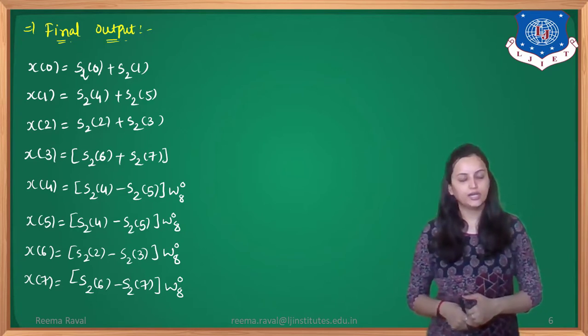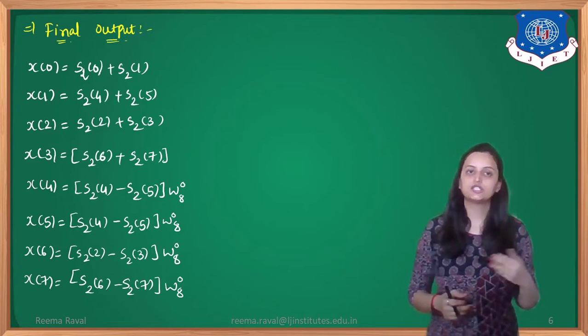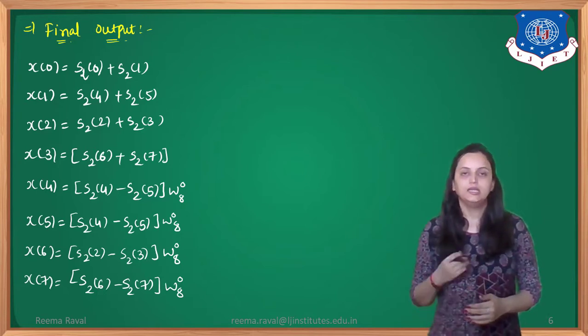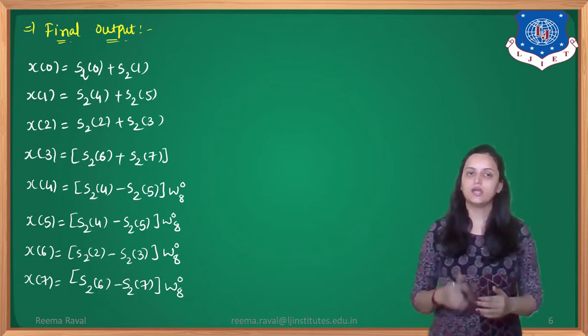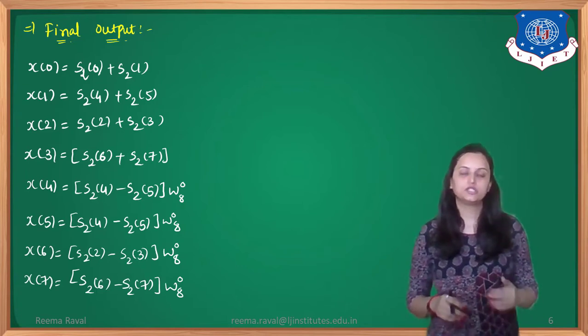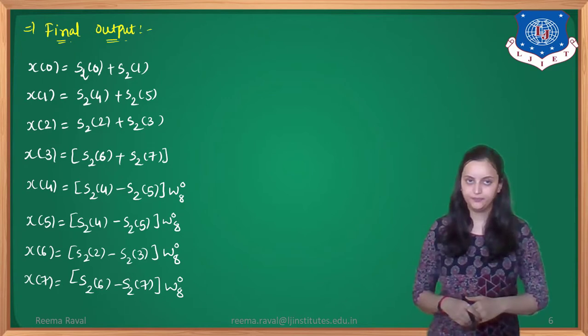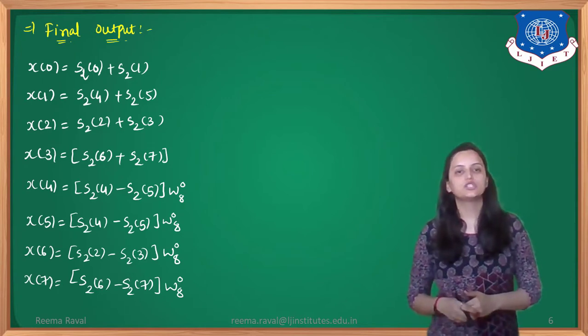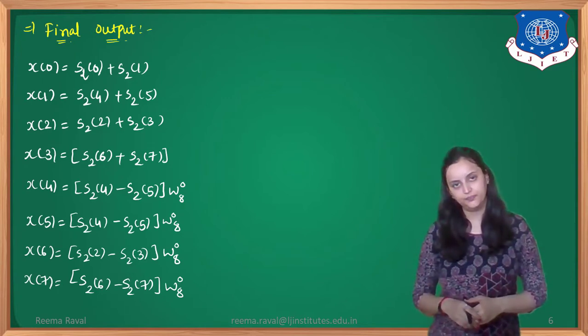So x of 0, our first final output, is s2 of 0 plus s2 of 1. Next is x of 1, which equals s2 of 4 plus s2 of 5. x of 2 equals s2 of 2 plus s2 of 3. x of 3 equals s2 of 6 plus s2 of 7.